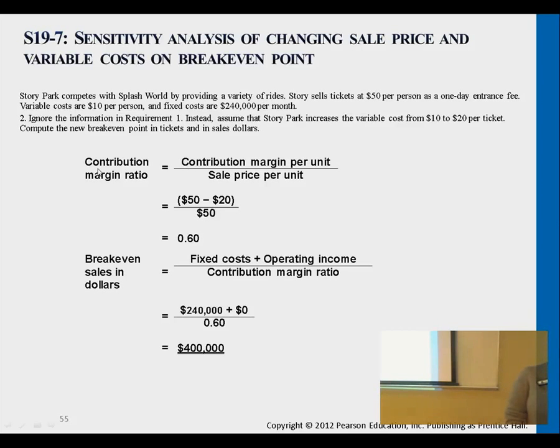Okay, so now we're going to look at the contribution margin ratio. Same formula. We're subtracting 20 from 50, right? We divided, got 0.60. Now fixed cost plus operating income divided by contribution margin ratio is 400,000. And the reason we got it different is that our contribution margin ratio is 0.6, and I think it was 0.75 before. So our break-even sales are higher.